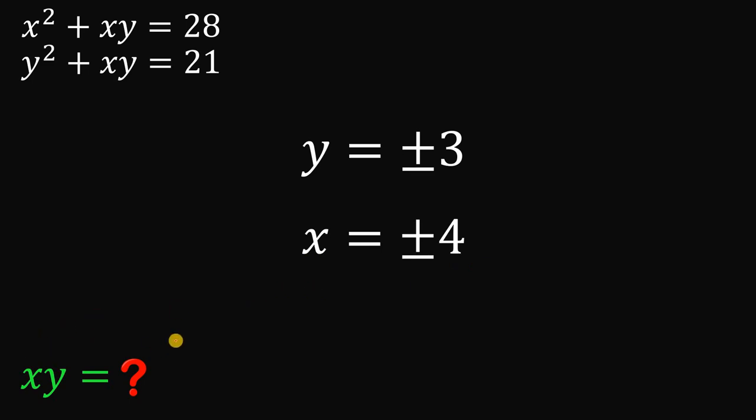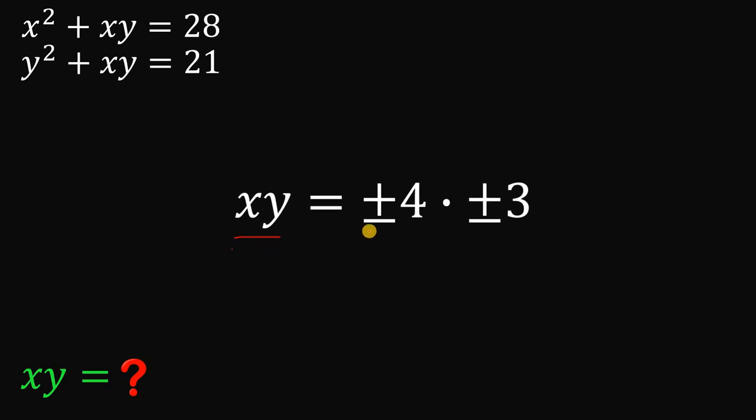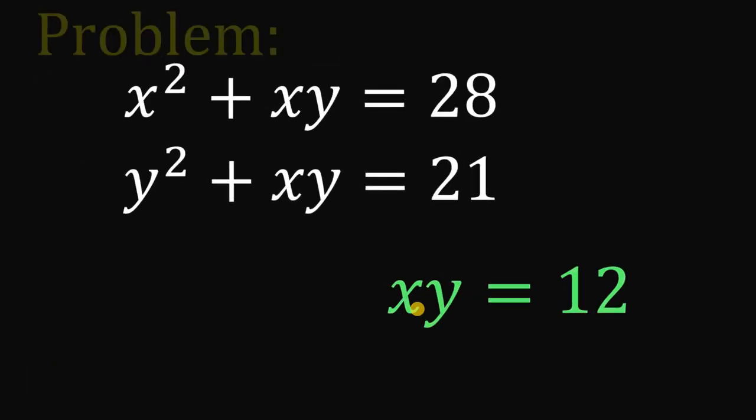Now we want the product of x and y. So x times y is equal to positive or negative 4 times positive or negative 3. In both cases, when we multiply positive 4 times positive 3, this will give us 12. If we multiply negative 4 times negative 3, this is also 12. So in both cases, the product of x and y must be equal to 12. And that is the answer to this question.